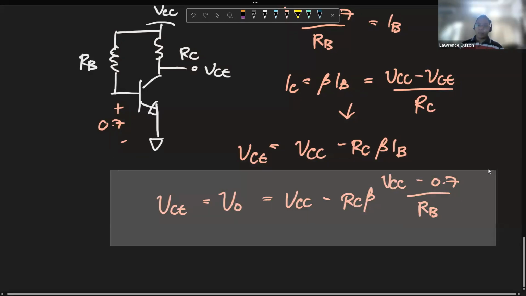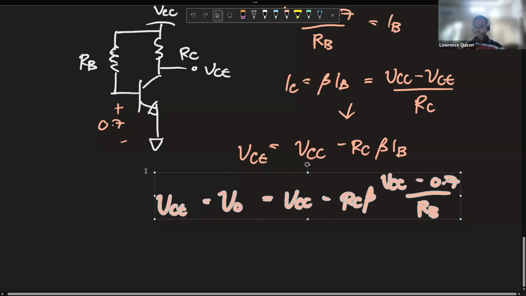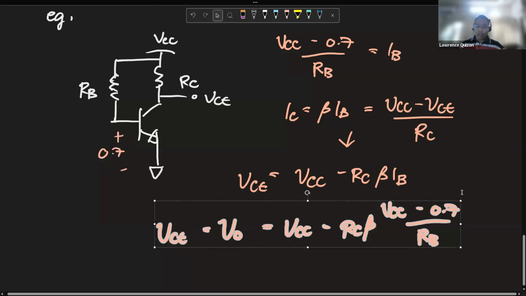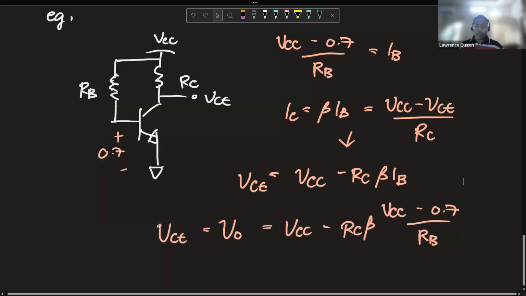So this is your expression for VCE. With that, no special values needed, other than VBE on, we use VBE on here. But we got our quiescent point. We have an IC. What is the IC? We have beta times VCC minus 0.7 over RB. So this is your IC.